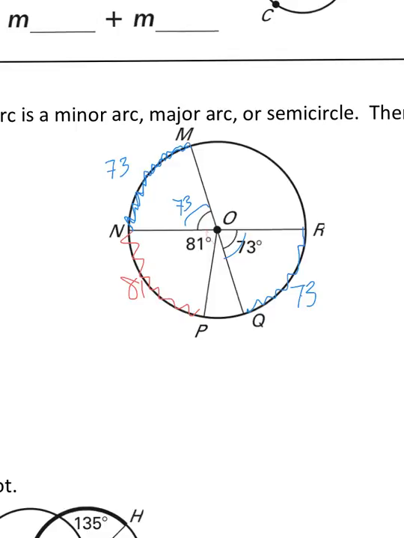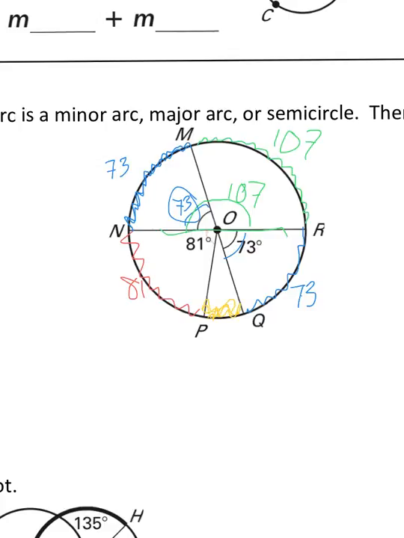Now the other thing I know is that this measurement right here, a straight angle, has to measure 180, which means I can find this arc over here. If this side on the left is 73, then this side on the right must be 107, which means this arc is 107. Last piece I need is this one down here, PQ.